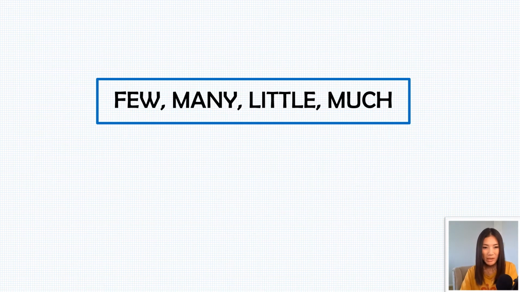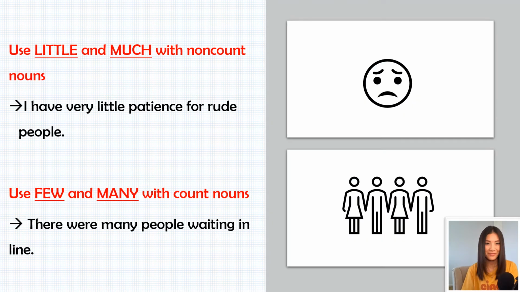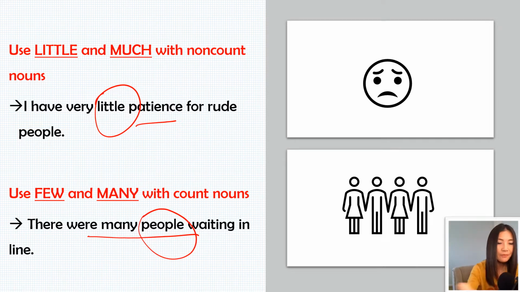Now let's talk about when we can use the quantifiers few and many and little and much. We use the words little and much with non-count nouns. For example, I have very little patience for rude people. I'm going to use little because patience is non-count. On the bottom in red, it says we use the words few and many with count nouns. So if you can pluralize it, we're going to use few or many. For example, there were many people waiting in line. Again, people is plural, so we're going to use the word many.